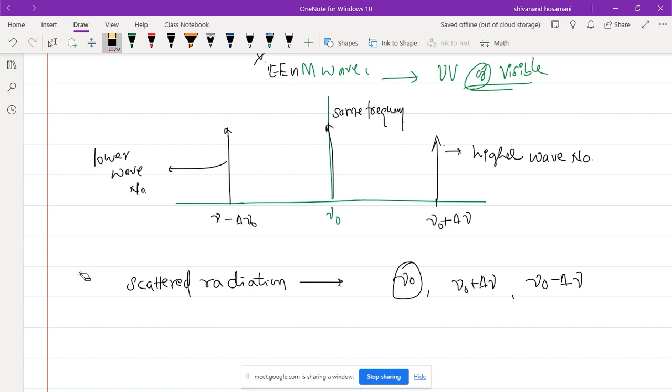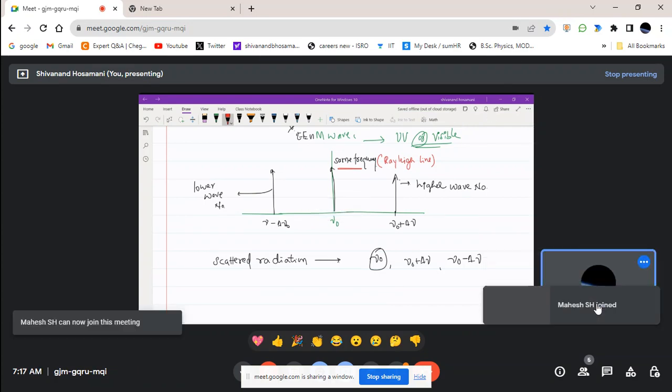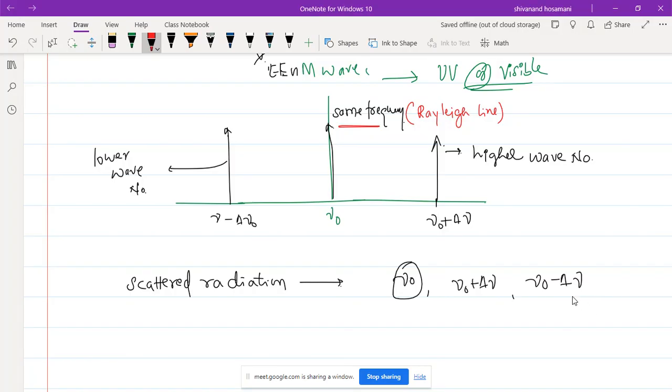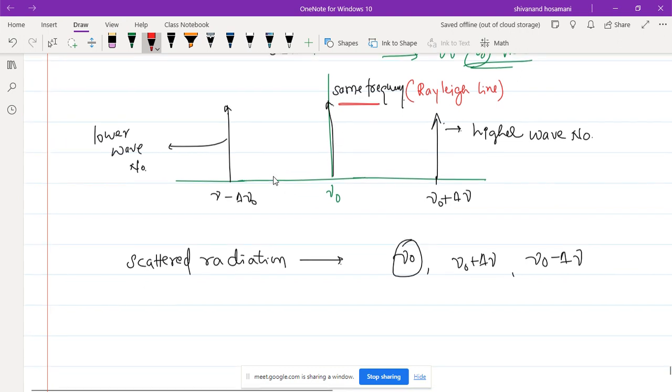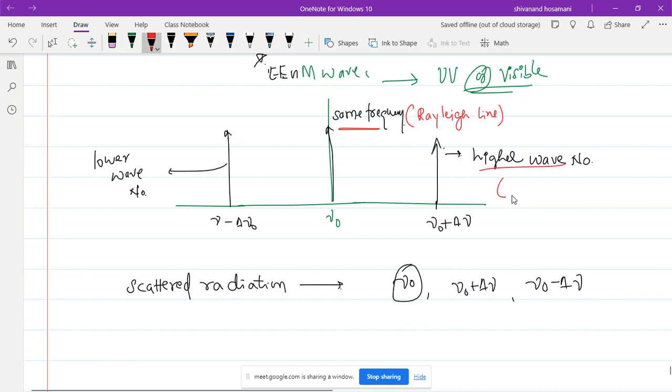Next, the line having the same frequency as the incident light after scattering, we call the Rayleigh line. Another name for it is the excited line. Moreover, the frequency lines having higher wave numbers are called anti-Stokes Raman lines.